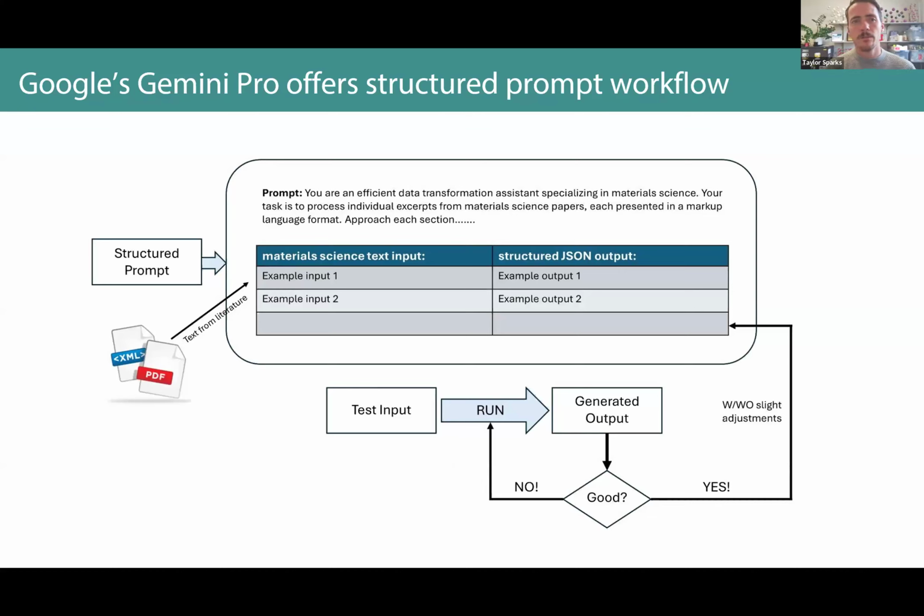We had the idea to try out Google's Gemini Pro, which has a really nice workflow for doing structured prompts. If you're not familiar with structured prompts, basically you're asking it to do something. That's the prompt, right? You're telling it, you're a lean, mean materials data extracting machine. Here's what I want you to do. But then the structured part of that says, for example, had this been an input, and you give it an example of text from literature, you say, here's what I would have expected as an output.